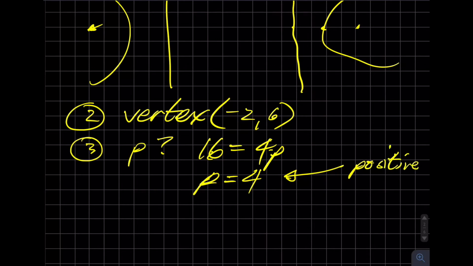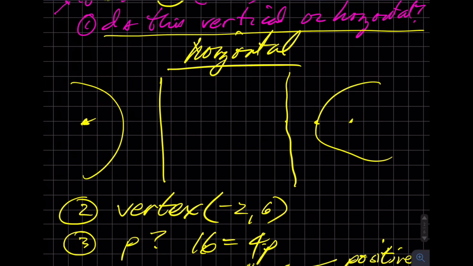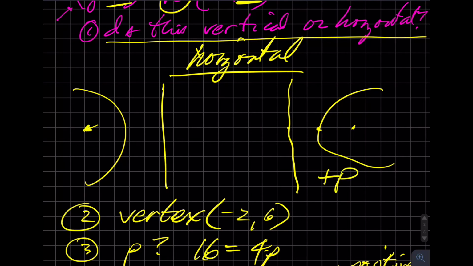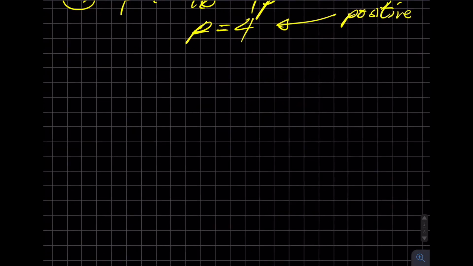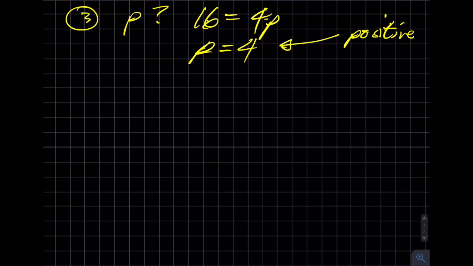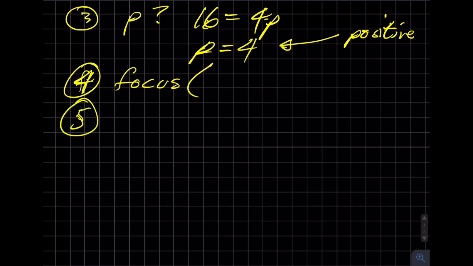So if that P value is positive, then this one is the guy that we have. And this is if it's -P. So I have a right-facing, a right-opening parabola. And so now I want to find the focus point. Focus. And then the last thing to do is find the formula for the directrix.